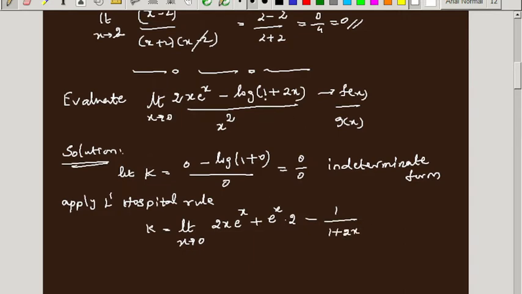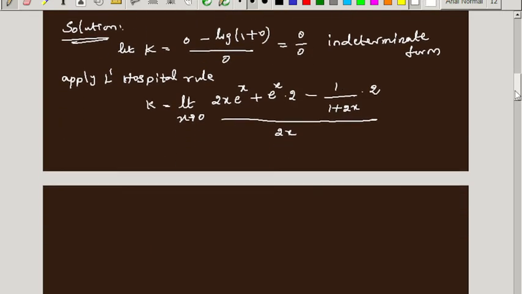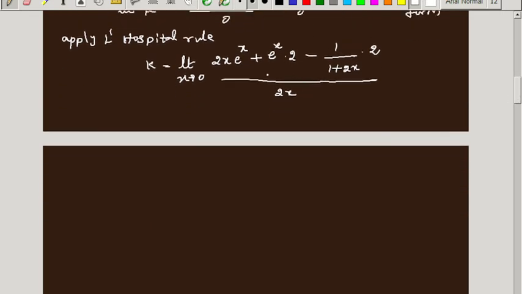Then we must differentiate 1 plus 2x also. 1 is 0, 2x is 2, divided by x square is nothing but 2x. Now we apply the limit. So here if we apply the limits, the first one becomes 0 and this becomes 2 and this becomes minus 2 divided by 1 plus 0 is 2, divided by 0. So this also we are getting 0 by 0.